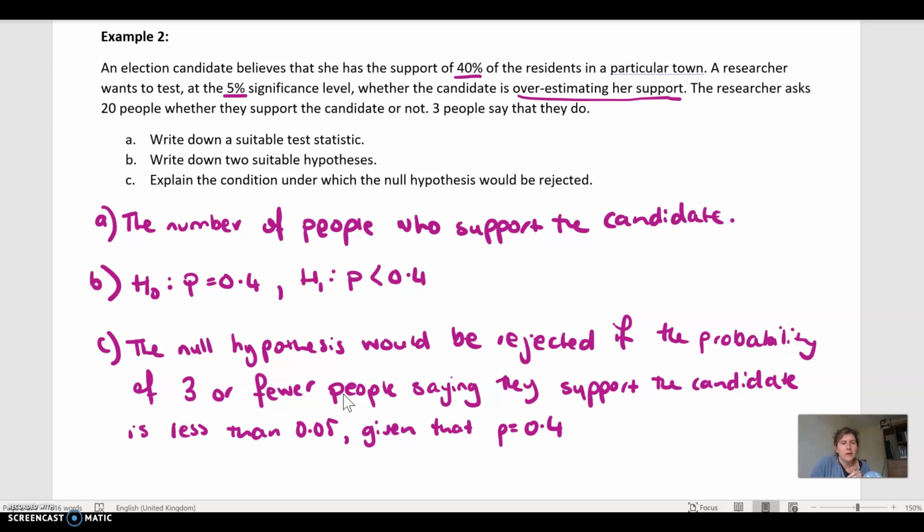The tricky bit here is explaining the condition under which the null hypothesis would be rejected. So the null hypothesis is rejected if those 3 or fewer people that they found saying they supported the candidate has a probability less than the significance level, so less than 0.05, given that your probability is equal to 0.4. Under that case, we would reject the null hypothesis because our probability is less than 0.05, and then we would say that she probably is overestimating.